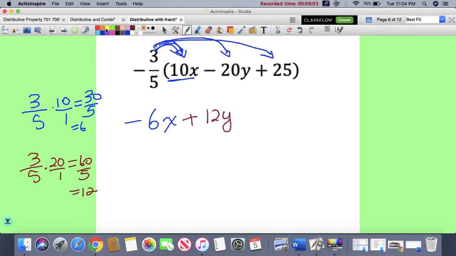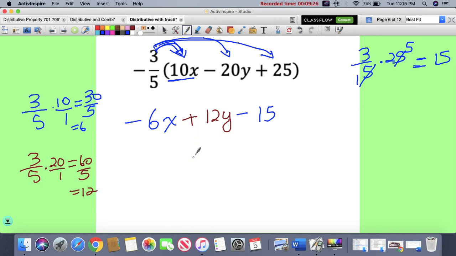And lastly, I'm going to do down on this side, 3/5 times 25. It's a negative times a positive, so first of all, it's going to give me a negative. And what's 3/5 times 25? Well, this one, I'm going to simplify here. Divide by 5 is 1, divide by 5 is 5, and 3 times 5 is 15. So all this gives you 15.